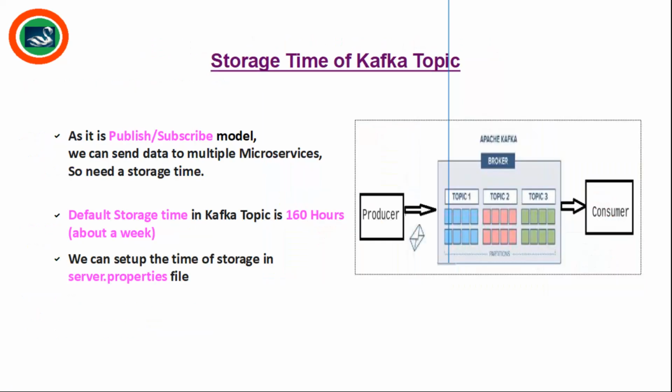And coming to the storage time of the Kafka topic, we already discussed it's a publish subscribe model. That means we are sending the data to multiple microservices or multiple consumers. If the data is to be received by different consumers, the topic should store the data for some time, right? So that is the storage time. The default storage time of a Kafka topic is 168 hours, that is about a week. Of course, we can set the storage time in the server.properties file, which is in the config folder.